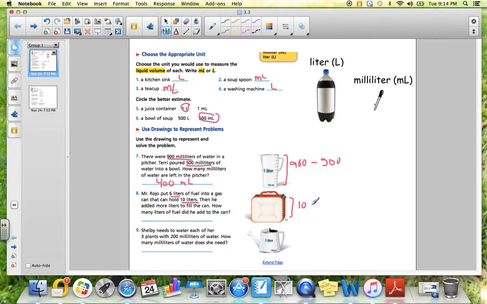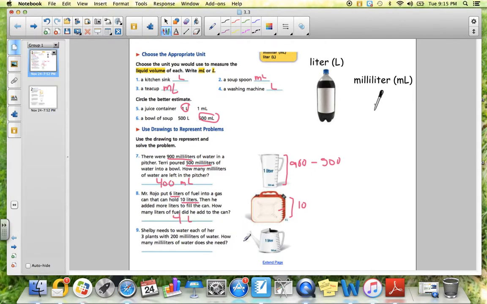And we need to know how much. So up to here, let's count the tick marks. Okay, 1, 2, 3, 4, 5, 6. So 6. And then how many tick marks are left is how much fuel he added to the can to fill it all the way up. 1, 2, 3, 4. So he added 4 liters more to fill it up to 10.